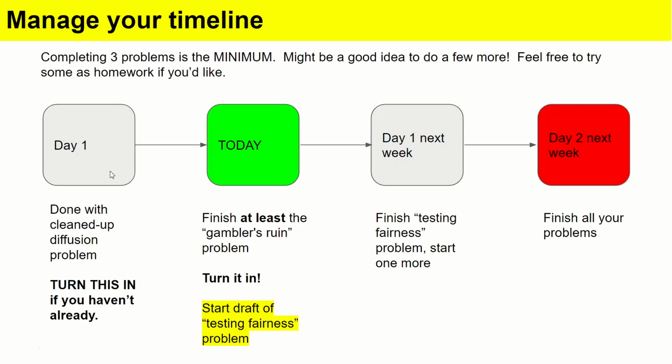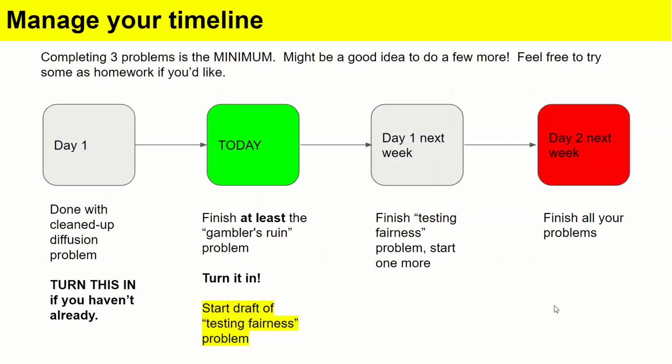All right, so here's the timeline. Yesterday, we finished the diffusion problem. So if you haven't finished that, you should definitely spend no more than about 5 minutes and turn it in. I'm going to show you a document with lots of problems, and there's going to be 2 required ones and some bonus ones. Everybody should start off with the problem called Gambler's Ruin, and so you should definitely get to the end of that problem today. You also want to at least start looking at the testing fairness problem after that. Monday next week, we'll look at a couple of solutions, and you'll continue the testing fairness problem. And then Tuesday, Wednesday next week, you'll finish up all the problems.